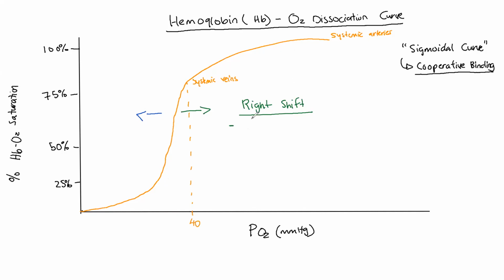So they have a lower affinity, right? There's a lower affinity of hemoglobin for oxygen. In other words, it is harder to load oxygen.